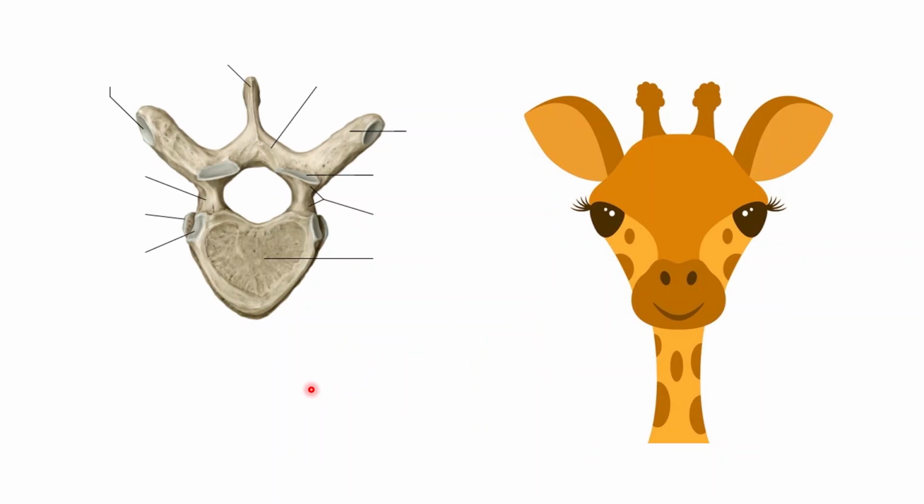Another animal that the vertebra looks like here is the giraffe. As you can see here, it is a perfect match. The thoracic vertebra looks exactly like the head of a giraffe. Again, it might help you remember. Thought it would be fun to put in there.